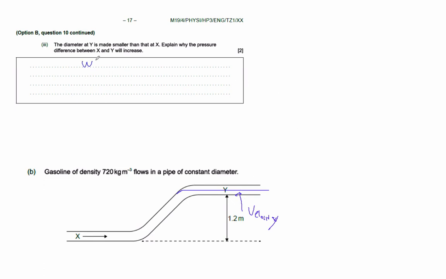So what happens to v at y? What happens to this velocity there? What does the Bernoulli effect have to say about whatever happens to that velocity? Does the pressure increase or decrease if the velocity increases or decreases? So apply the Bernoulli principle, and then talk about why that would affect the pressure difference.